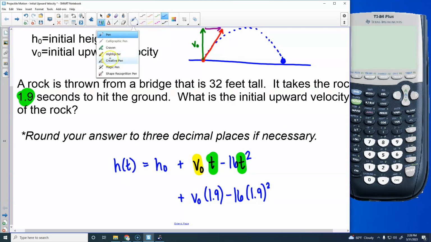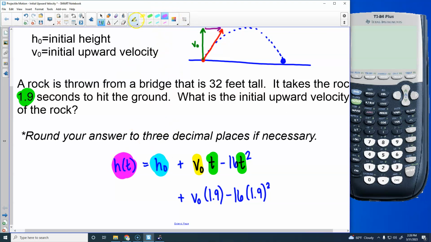I still have, though, the h sub 0 and the h of t over here that I need to replace. 32 for my h of 0, right, because initial height is just that height of the bridge that it's thrown from. So that's 32. So we're going to put 32 right here. What about the h of t over on the other side?